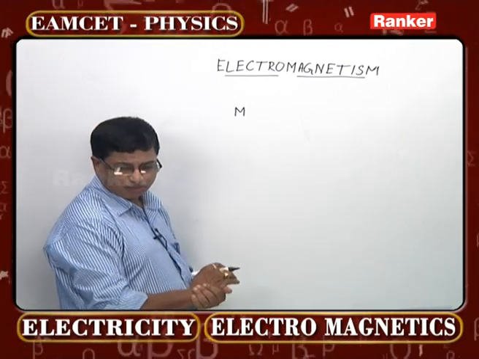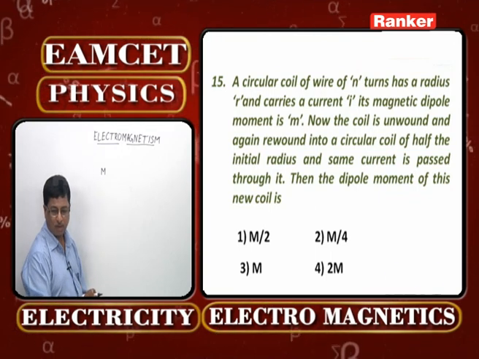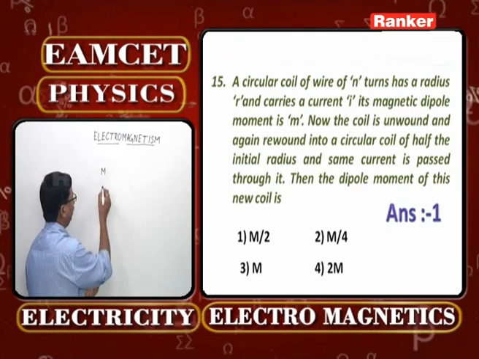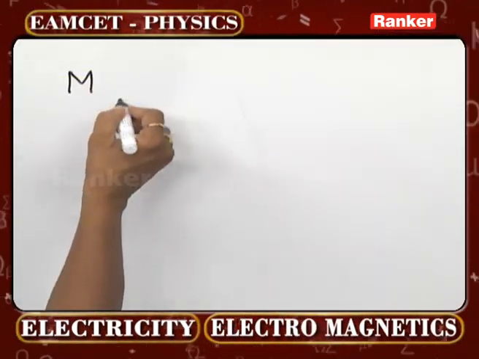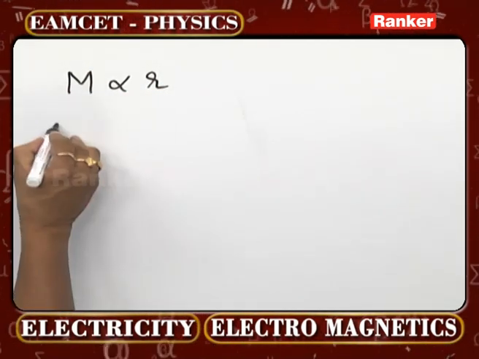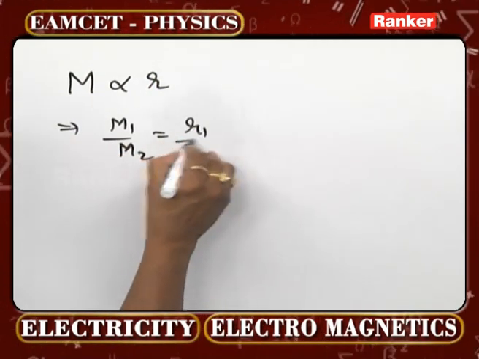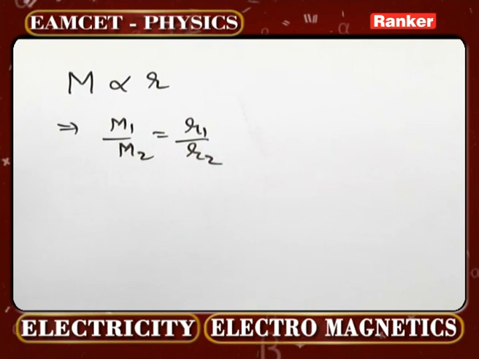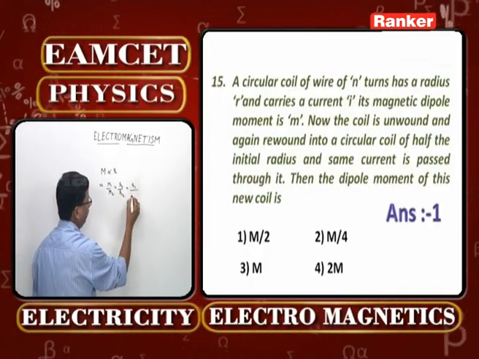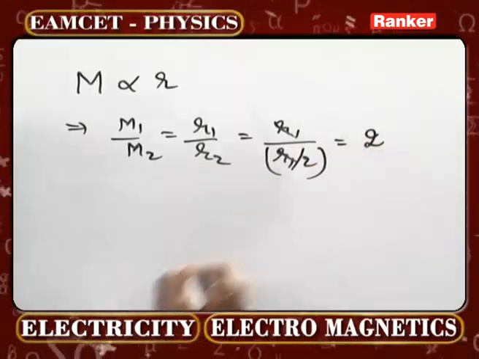Okay, now next one. Now the coil is unwound and again rewound into a circular coil of half the initial radius. In fact, we know very well M is equal to NIR by 2. That is, M is proportional to R. So how to write this formula? M1 by M2 is equal to R1 by R2. Now what is R2 he has given you? Half the initial radius. So R1 by R1 by 2. R1 getting cancelled, this will be left as 2.